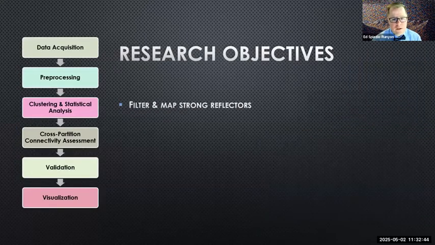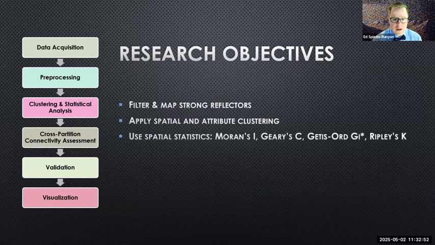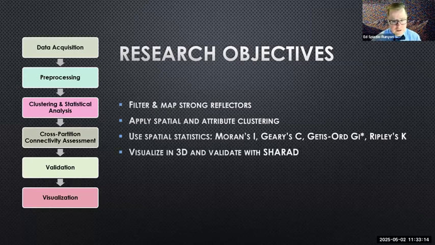So this study had 4 main goals. First, I pre-processed and filtered the data to the 95th percentile in terms of signal strength. Next, I clustered them using DBSCAN and k-means, both spatially and by attributes like depth and signal strength. And then I applied spatial statistics, including Moran's I and Geary's C for global autocorrelation, and the Getis-Ord Gi* for hotspot detection, and Ripley's K to check for connectivity. And then finally, I built 3D visualizations and validated the clusters against SHARAD's confirmed ice zones.